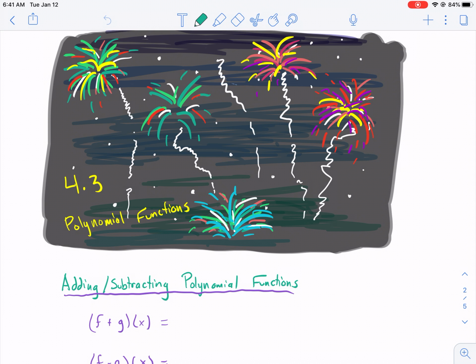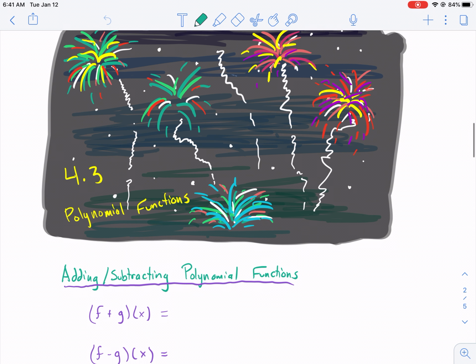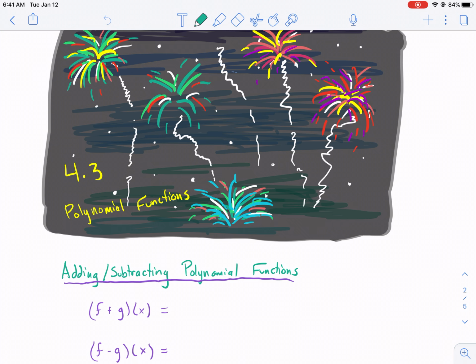We're going to be talking about section 4.3, which is polynomial functions. This is going to be kind of like the introduction to composite functions.